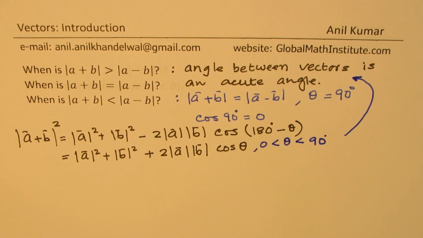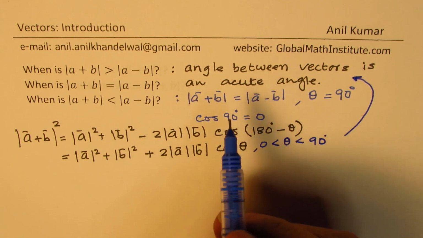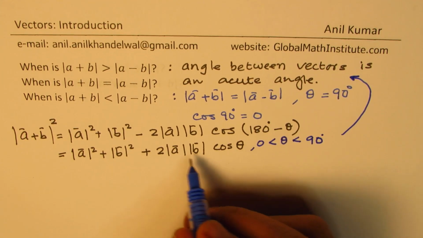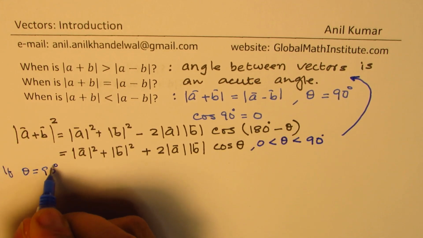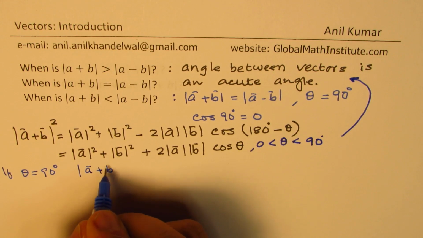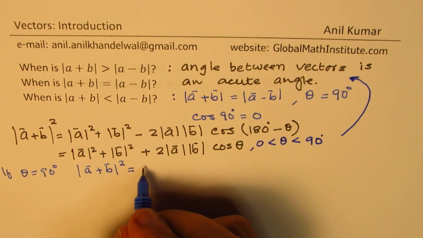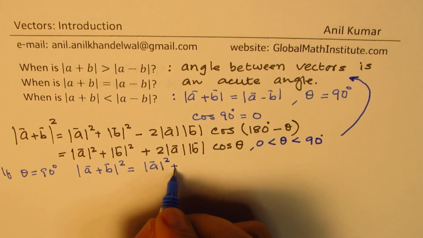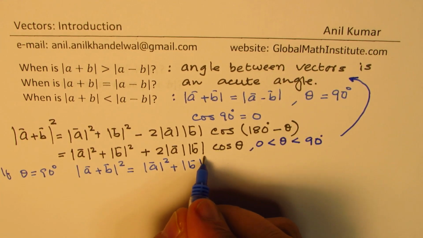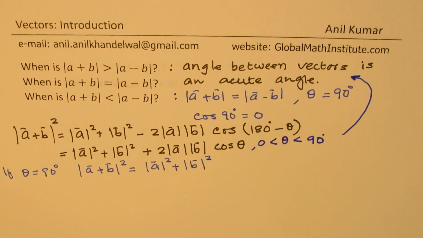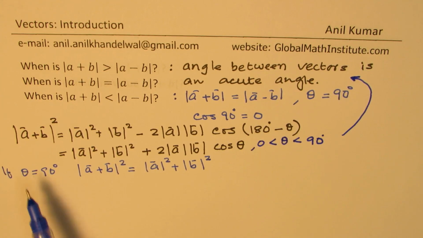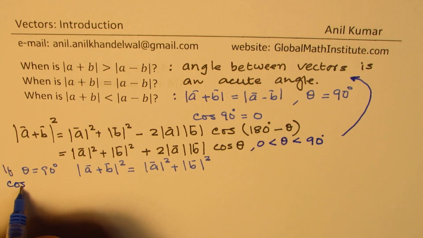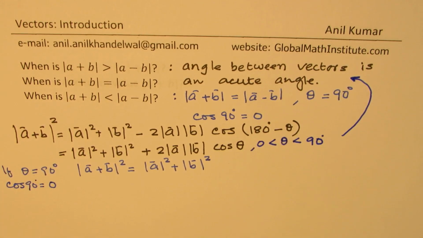And if cos is 90 degrees, if theta is 90 degrees, this component is 0, right? So if theta equals 90 degrees, in that case, magnitude of A plus magnitude of B whole square is equal to magnitude of A square plus magnitude of B square, right? Because this cos theta part is 0, since cos of 90 degrees is 0. You get the idea.